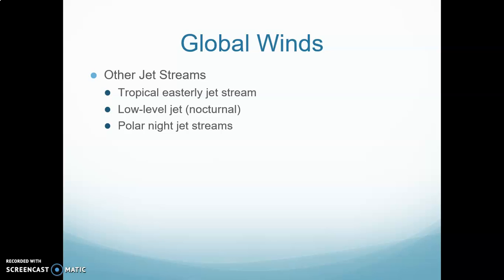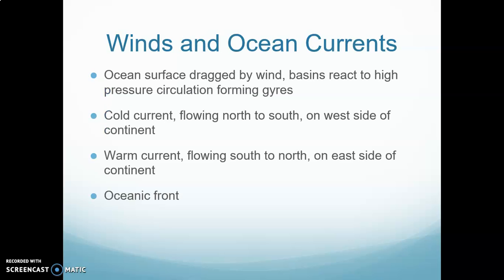You also have the low-level jet, which is a nocturnal jet. That's a jet stream that forms because of the difference in temperature and pressure between the daylight side of the Earth and the nighttime side of the Earth. You also have a polar night jet stream, which is a jet stream that forms over the poles during their winter. Remember that the poles during their winter experience 6 months of night. And so since it's night for 6 months, you generate some very strong currents in the polar regions.